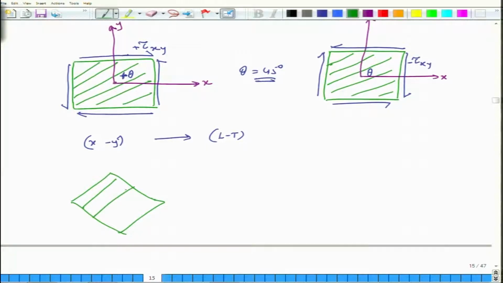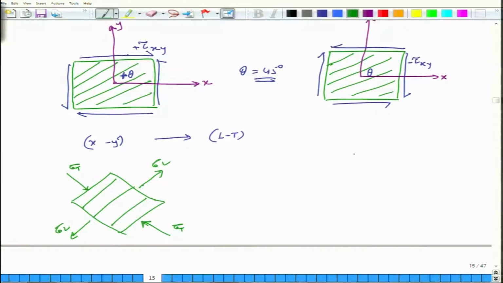The fibers are oriented like this, and if I do the computation, I will find that there is a compressive stress in the transverse direction. So, sigma T is compressive and longitudinal stress is tensile, when I do the calculation in terms of tau xy.